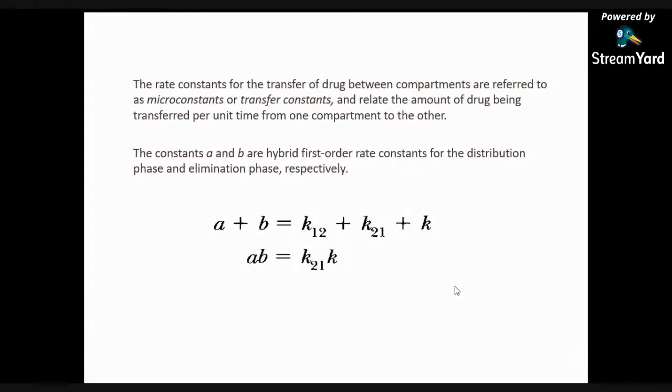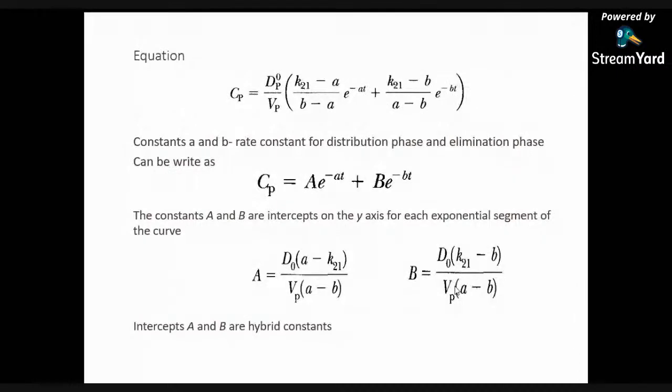And from this equation we will get ab is equal to k21 into k. So here is the next equation, which is Cp is equal to Dp upon Vp in bracket k21 minus a upon b minus a into e to the power minus at plus k21 minus b upon a minus b into e to the power minus bt.